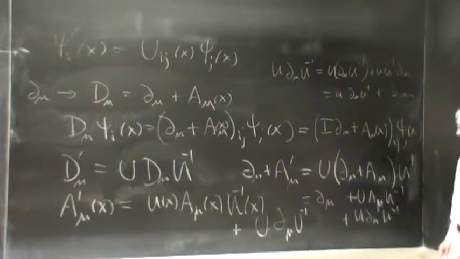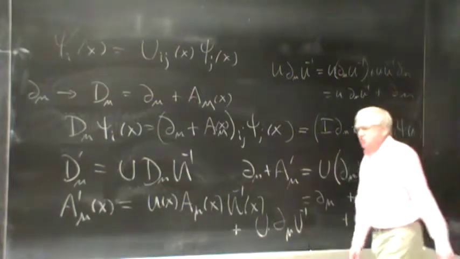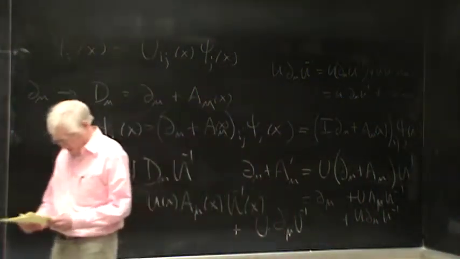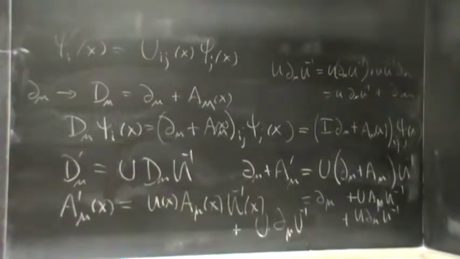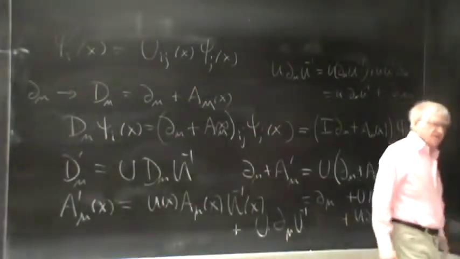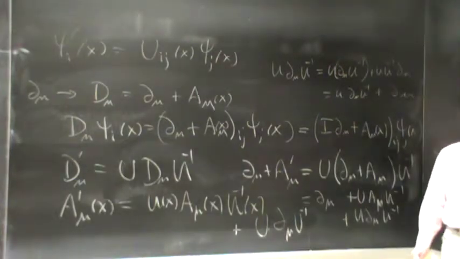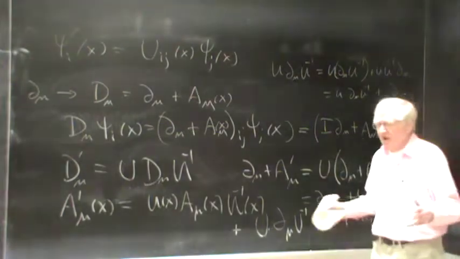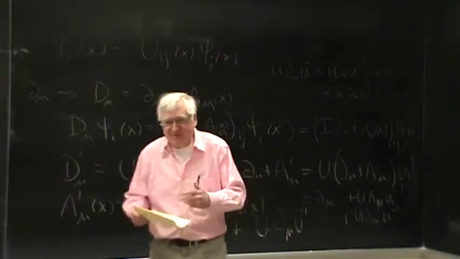And this derivation is a little bit shorter than the one I did for you last time, so I like it a little bit better. Also, it gives us a somewhat nicer form, U d mu U inverse, rather than d mu U inverse U, which requires all these extra parentheses.